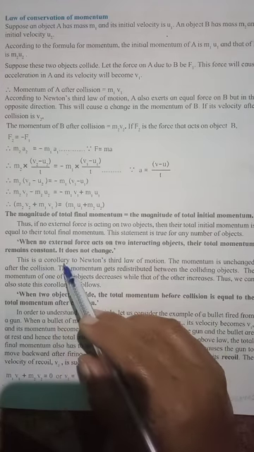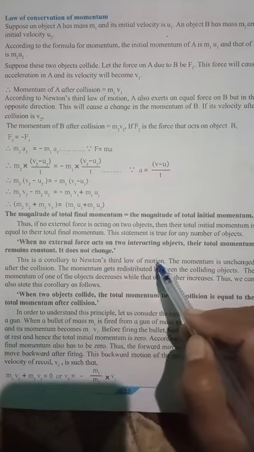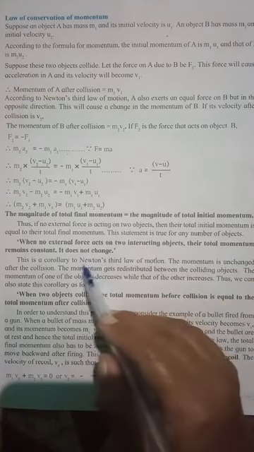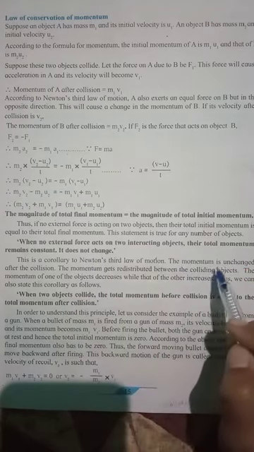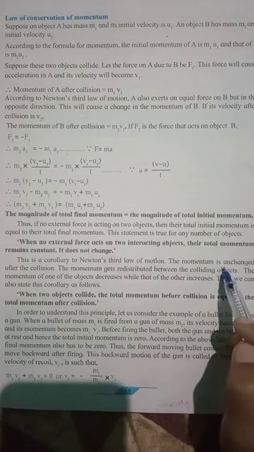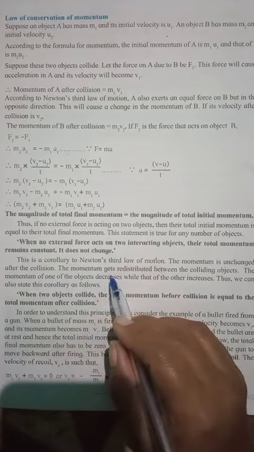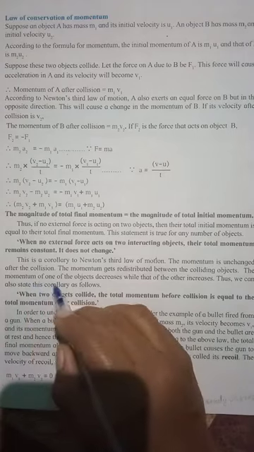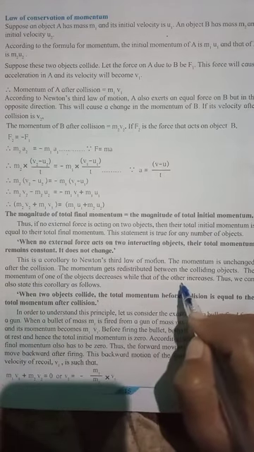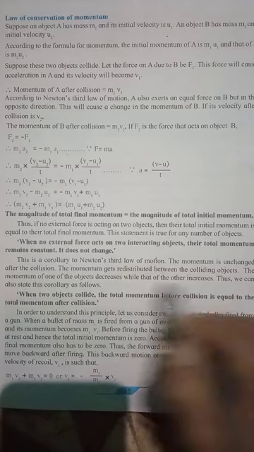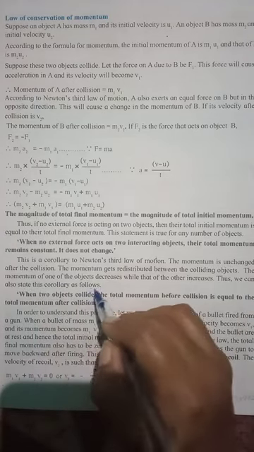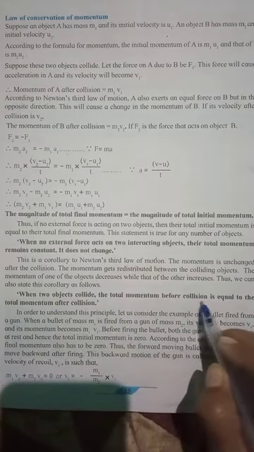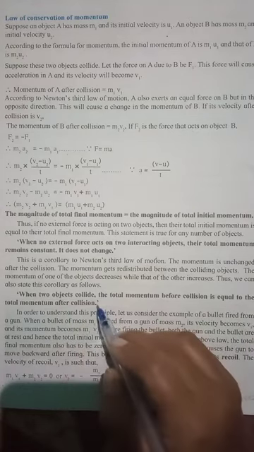This is a corollary to Newton's third law of motion. Corollary means something already proved. In Newton's third law of motion, the momentum is unchanged after the collision. The momentum gets redistributed between the colliding objects. The momentum of one object decreases while that of the other increases. Thus, we can also state this corollary as follows: when two objects collide, the total momentum before collision is equal to the total momentum after collision.